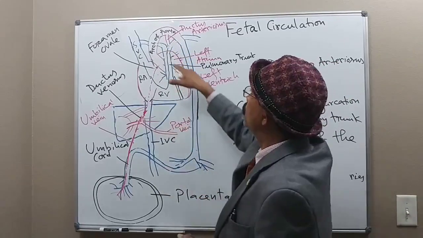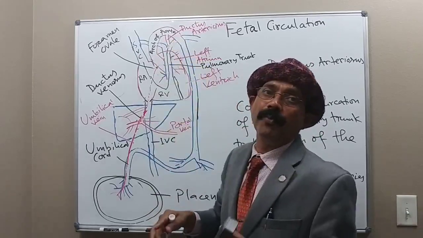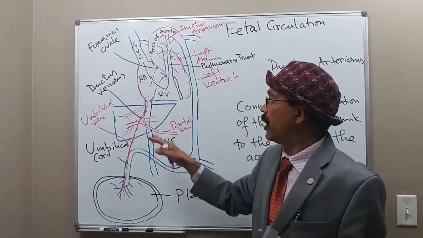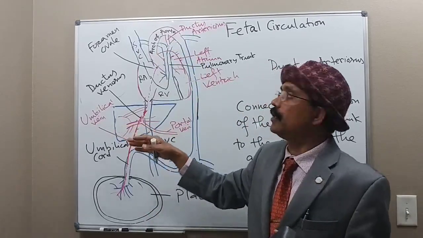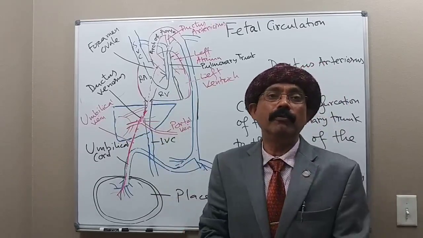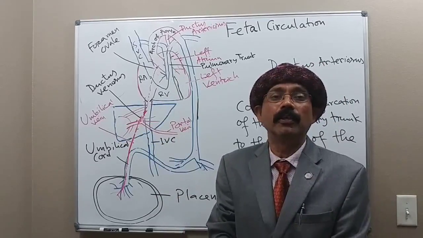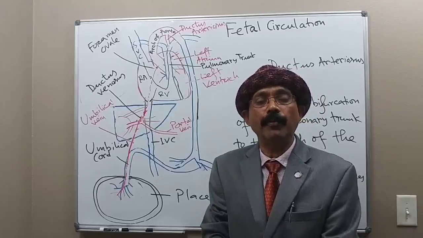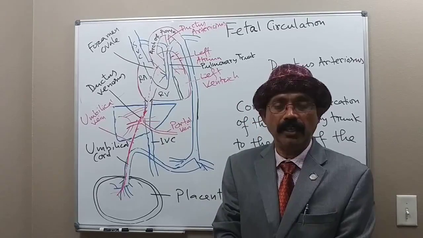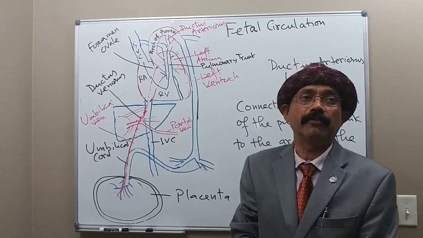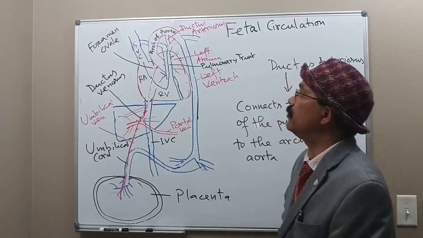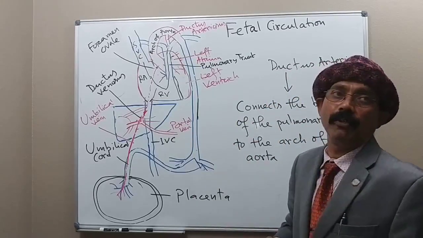So the idea is to bypass the lung and to bypass the liver, so that most of the blood goes to the systemic circulation to help in the development and growth of the head, neck and limbs of the fetus. So this is the fetal circulation.